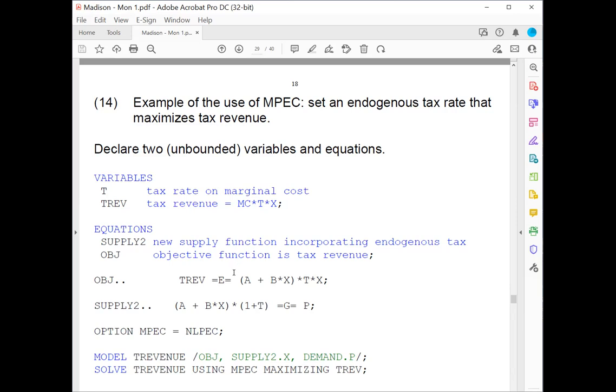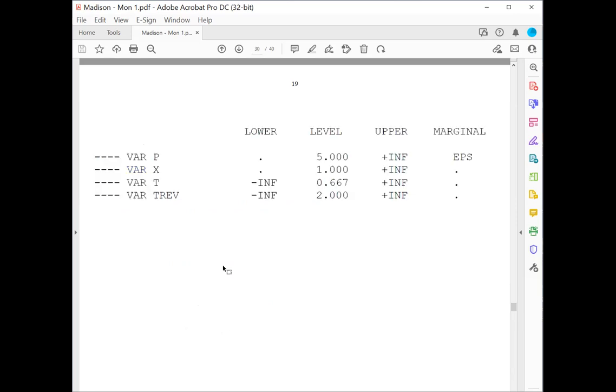And so this is really useful. I've used this for optimal level of infrastructure, optimal level of public consumption goods, optimal pollution tax. There's all kinds of applications of this in some of my model list. This is the solution, the optimal tax rate. I wouldn't have guessed what it was. It's 2/3, 0.667, and the tax revenue collected is 2.